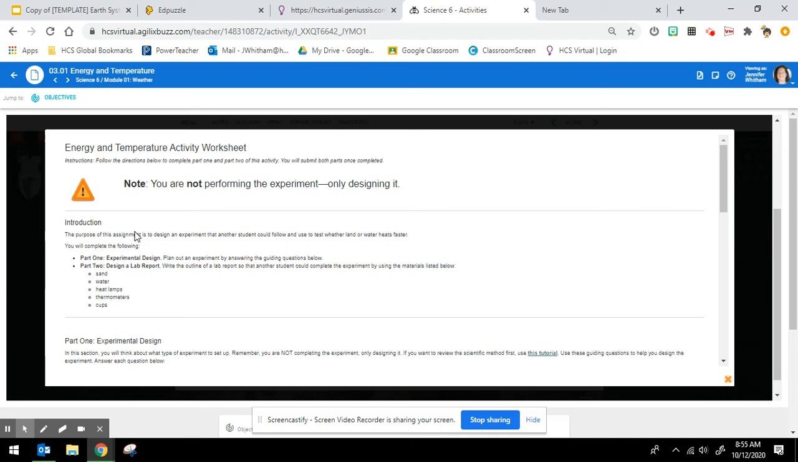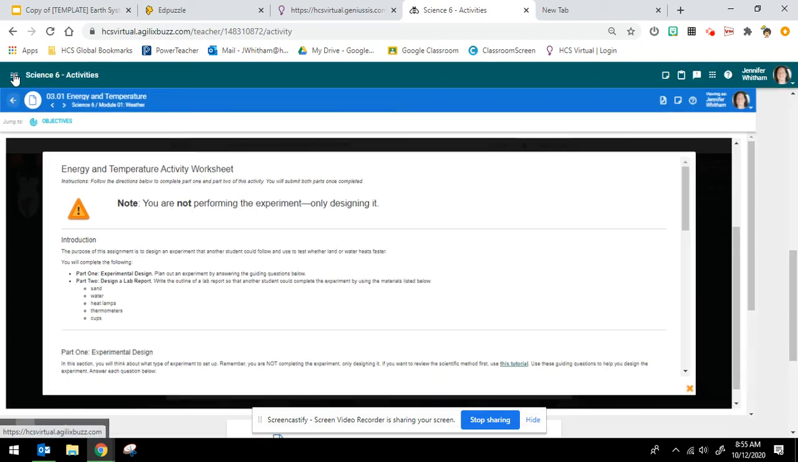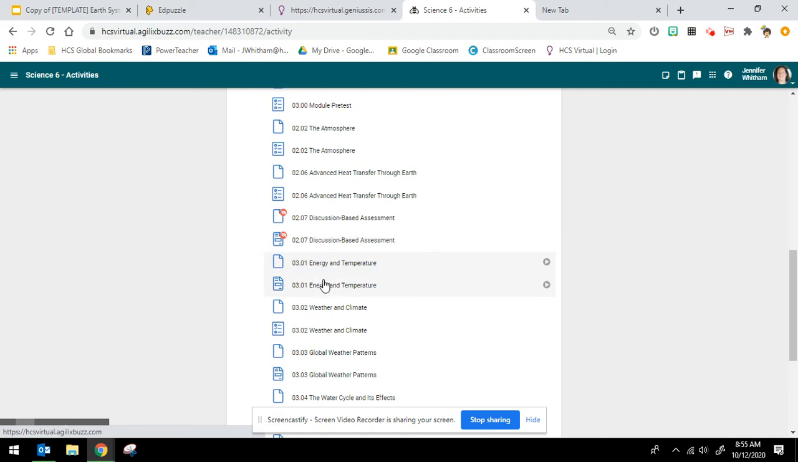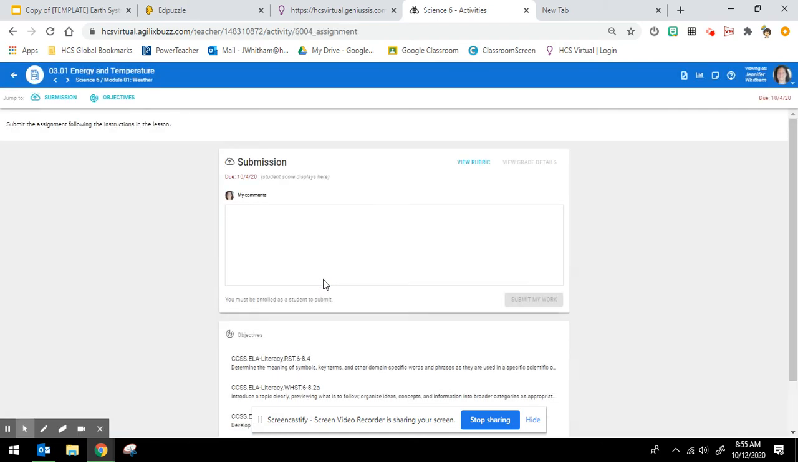So then you come out of your activity, you go back to the submission part, and you would upload it into the submission. You could also type your responses in the submission form, or you can take a picture of your paper copy where you wrote down your responses by hand.